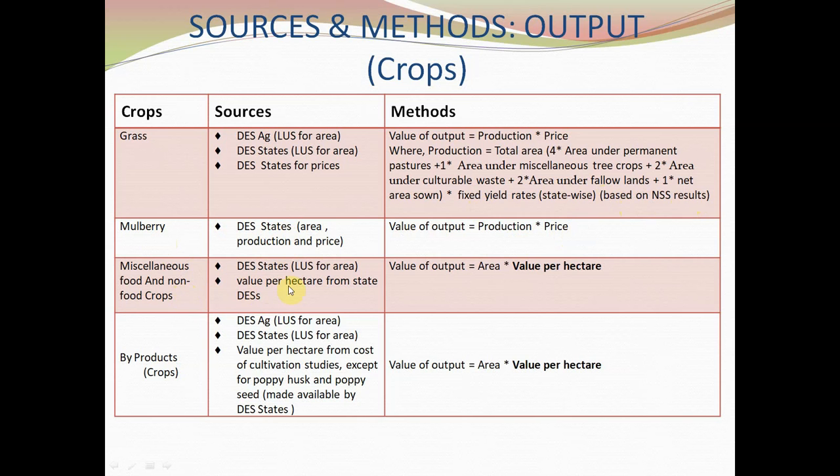Miscellaneous food and non-food crops: DES states are providing land use statistics data for area, and value per hectare from states DES is also available. So value of output will be area into value per hectare. For byproducts of different crops, we are using LUS from DES Ministry of Agriculture, DES states, and value per hectare from cost of cultivation studies, except for poppy husk and poppy seed, for which data is provided by DES states. And value of output will be area into value per hectare.